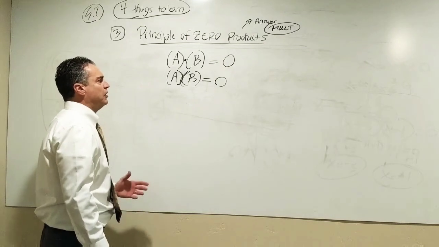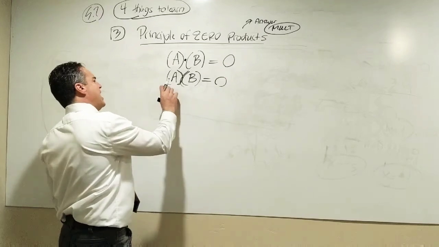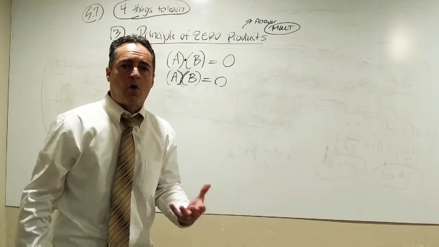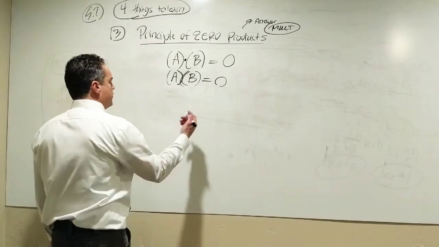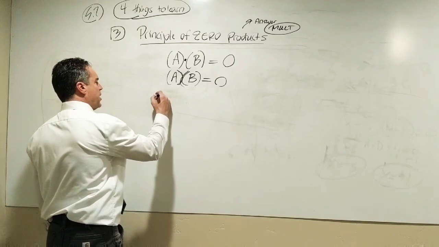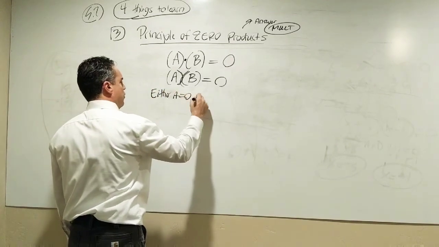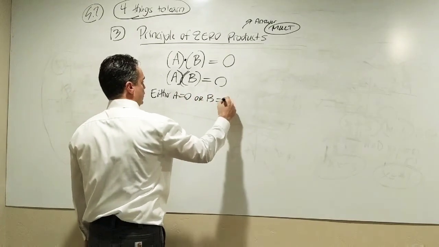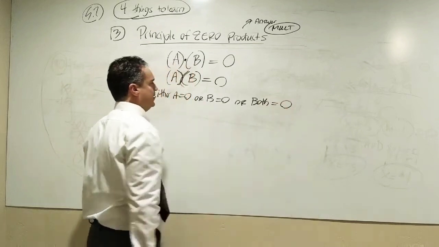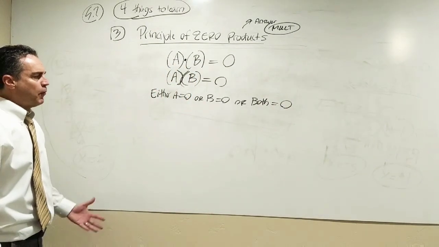b equals 0, and what do we know? If a times b equals 0, we know something about a, or we know something about b. One of them has to be 0, that's right, that's why it's called the principle of zero products. So what we see is either a equals 0, or b equals 0, or both equal 0.